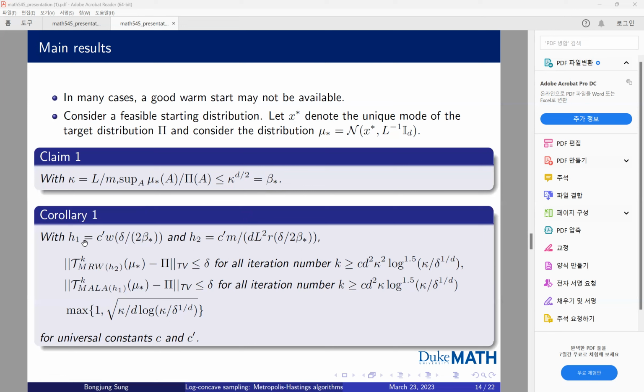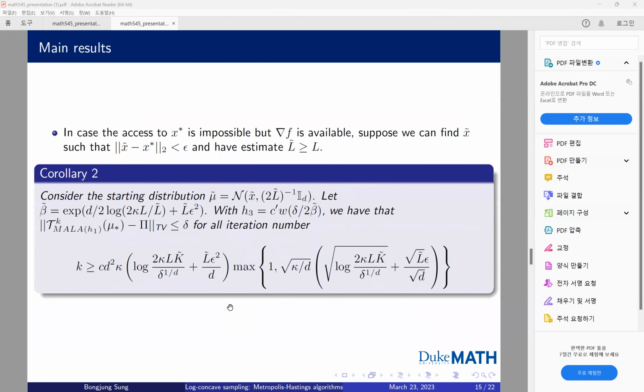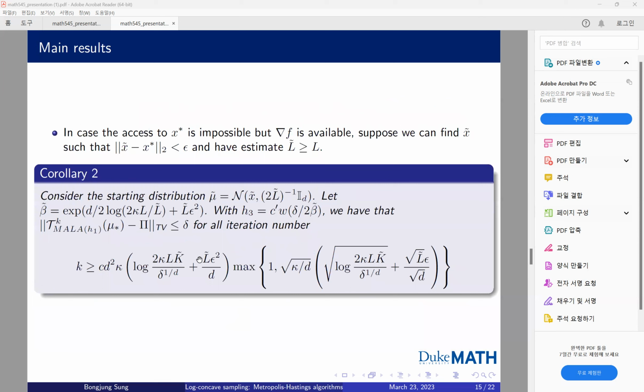To discuss the result, we have a slightly modified mixing time bound compared to Theorems 1 and 2, and now we can further extend this result. So basically, suppose access to x star is impossible but the gradient is still available. Then we can find an x tilde that is an epsilon approximation of x star using a gradient-based algorithm, and have an estimate of L by L tilde.